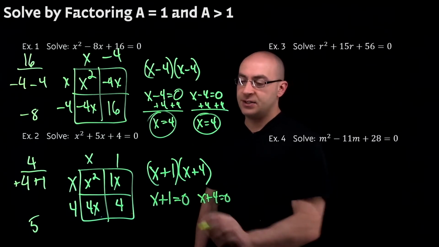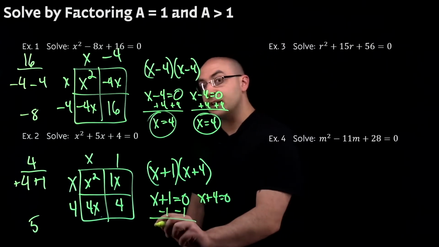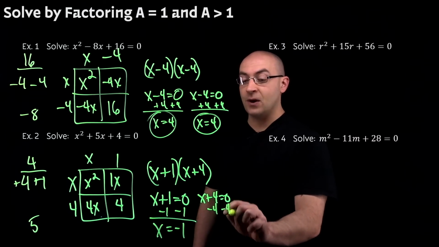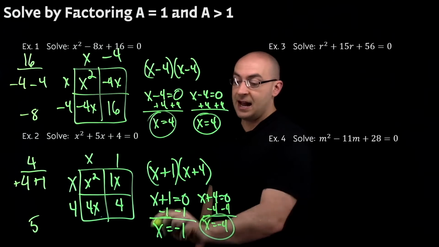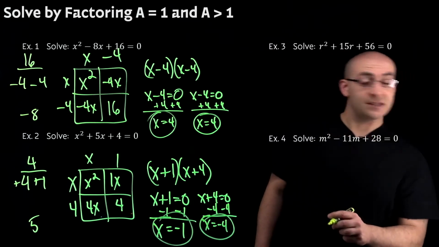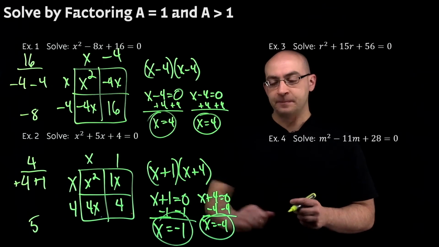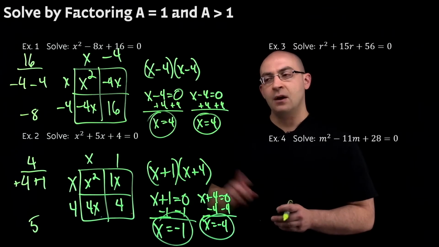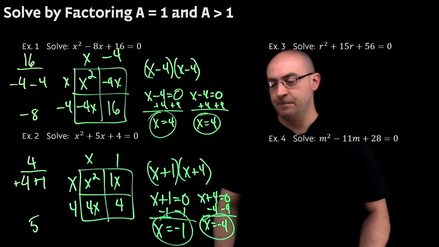Solving for x, I'm subtracting 1 on both sides for my first one, which is going to give me x equals negative 1. And then I'm subtracting 4 on the other equation. X is going to equal negative 4. And I have found my answers. X equals negative 1 and x equals negative 4. And those are my solutions to this quadratic. While I'm erasing all of this nonsense, go ahead and try example 3.